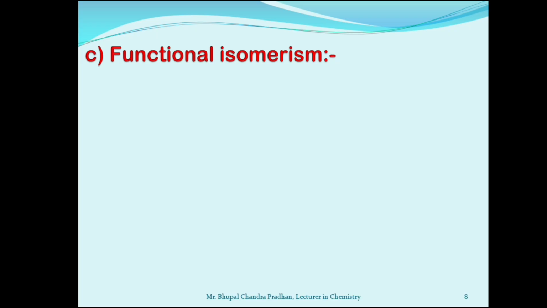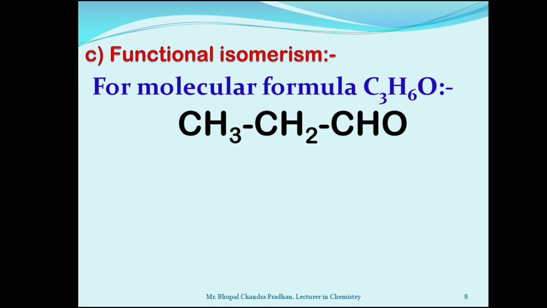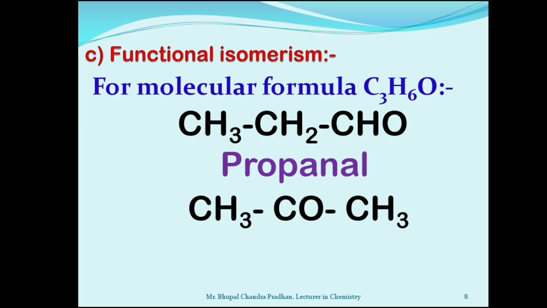Now come to functional isomerism. What do you mean by functional isomerism? When the same molecular formula represents two or more compounds which differ in their functional group, then such compounds are called functional isomers. Let us consider the molecular formula C3H6O. It can be an aldehyde CH3CH2CHO, whose IUPAC name is propanal. It can also be a ketone CH3COCH3, where it is known as propanone. So the same molecular formula represents two different compounds, propanal and propanone, which differ in their functional group. There is aldehyde and ketone. Thus, these are the functional isomers of C3H6O.